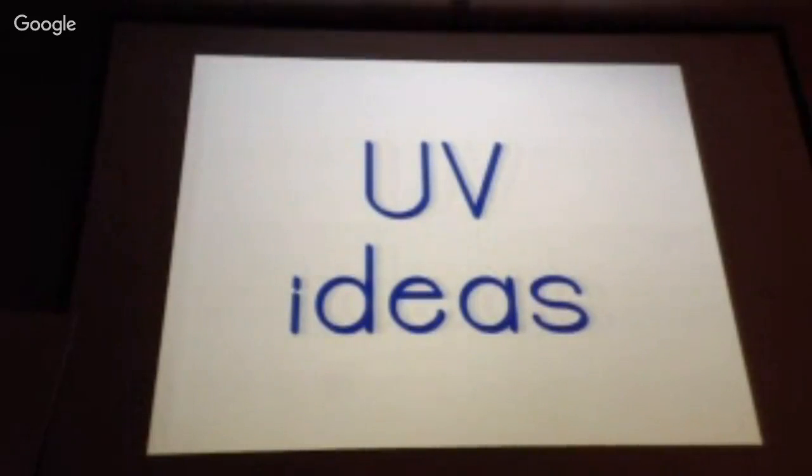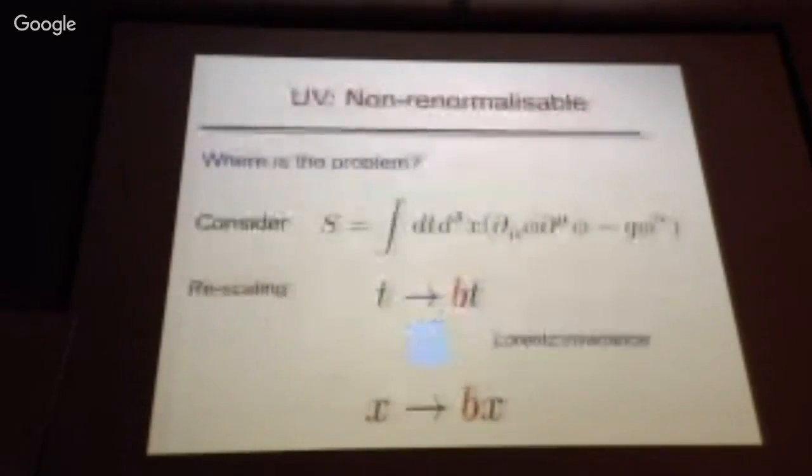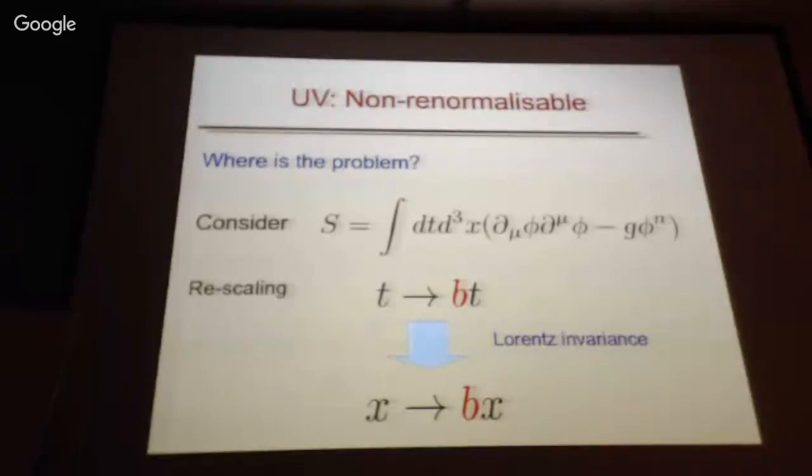So what do we have in the UV? In the UV, where is the problem? We talk about this non-renormalizability of general relativity. Let's see in simple words what it means. Consider having a scalar field. This is the action of a scalar field that has a kinetic term and a self-interaction with an n power, so it's phi to the n power.